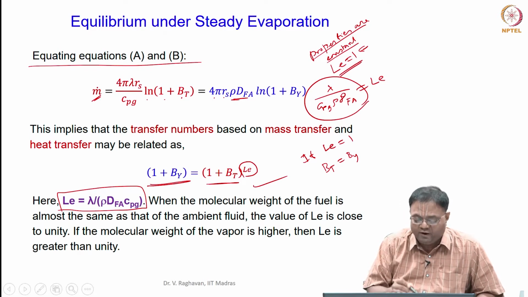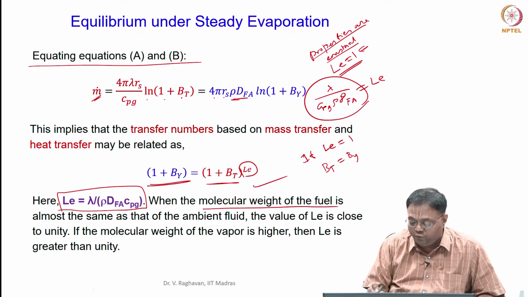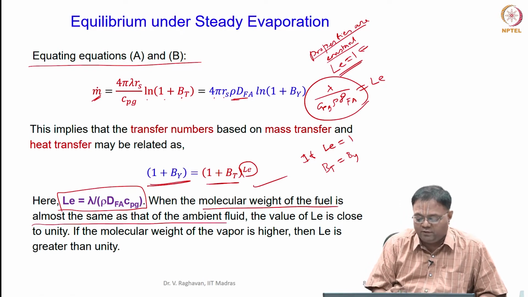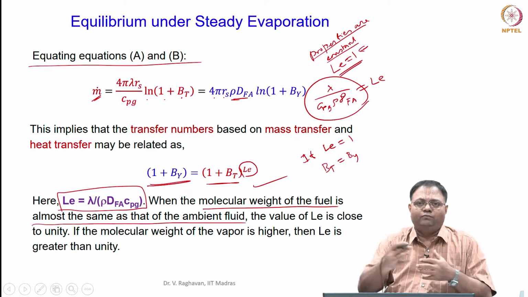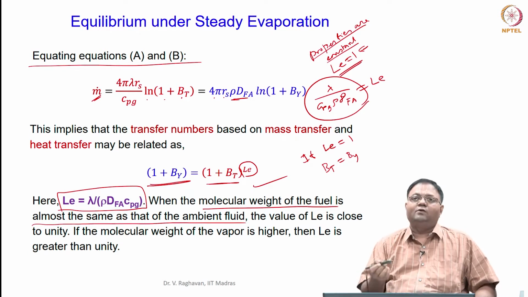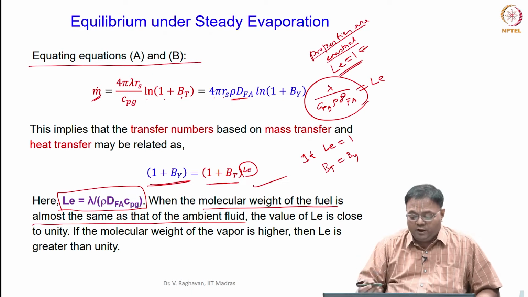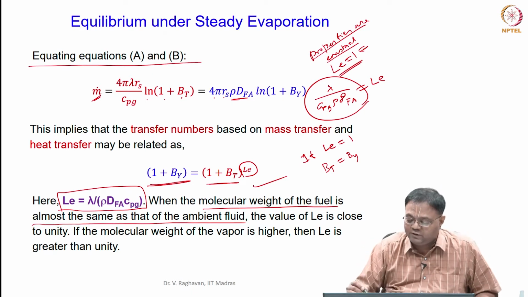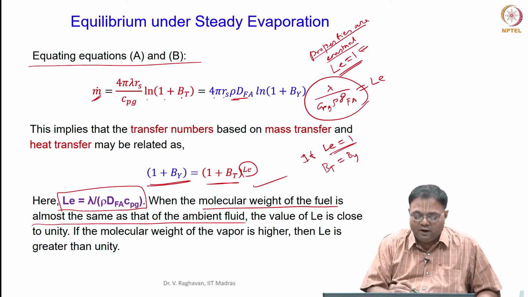It will be 1 when the molecular weight of the fuel is almost the same as that of the ambient fluid. There are only binary fluids here. If that is the case, then Lewis number will be close to 1. Or else it will not be 1. So that assumption has not been made. We can keep this and try to work it out.